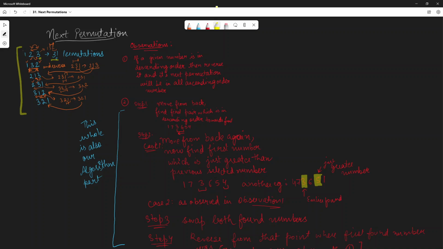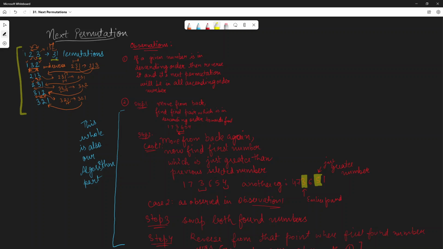Now its next permutation is this one. Now we again repeat that process. It is simply 3 is there, and when we go towards the forward direction, 1 is there, which is smaller than 3. That's why we swap both of them, and then we reverse, but here it is a single number, so it will remain as it is, and thus now it becomes 2, 3, 1.